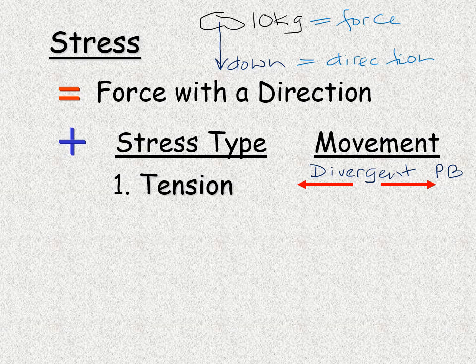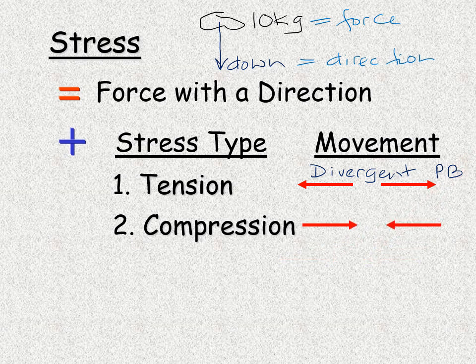And the opposite is true. Compression takes place when the stresses are directed towards a single point, and this kind of stress occurs along convergent plate boundaries. The third type of stress is called shear stress.